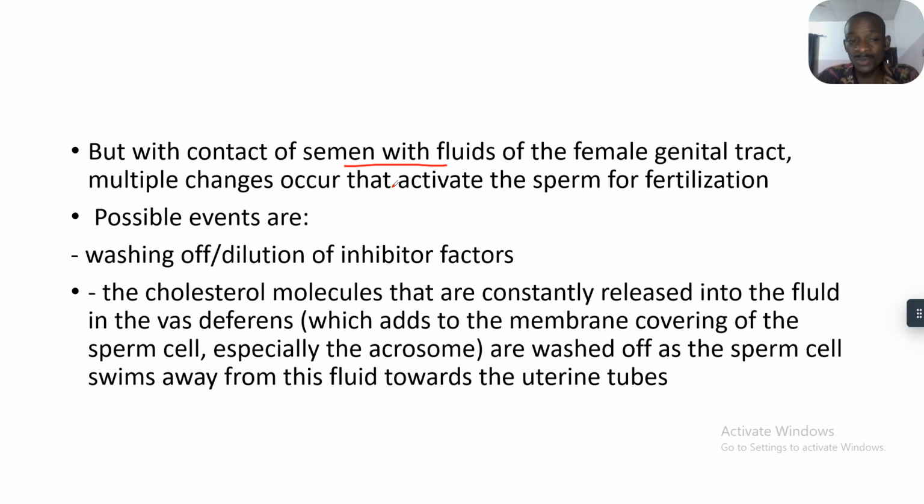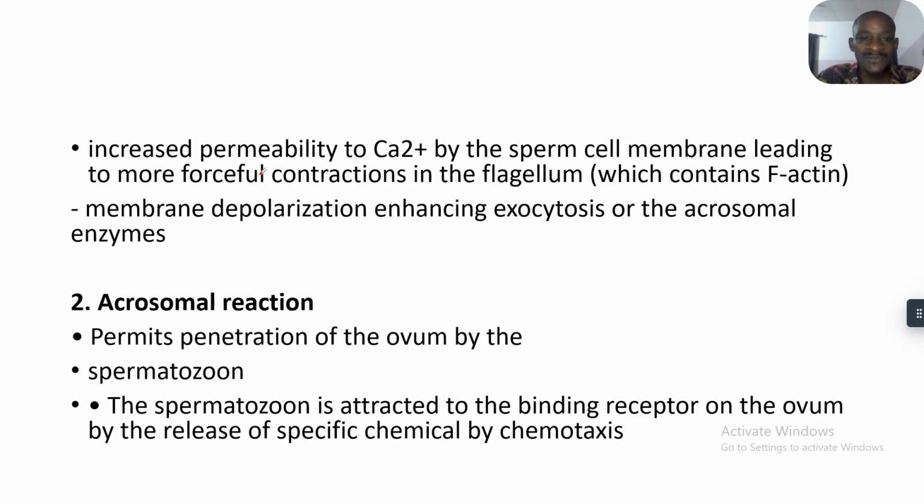Possible events are the washing off and dilution of inhibitor factors. The cholesterol molecules that are constantly released into the fluid of the vas deferens, which add to the membrane covering of the sperm cells, especially the acrosome, are washed off as the sperm cell swims away from this fluid towards the uterine tubes. There is increased permeability to calcium by the sperm cell membrane, leading to a more forceful contraction of the flagellum, making the movement much more propulsive. Membrane depolarization also enhances exocytosis of the acrosomal enzymes.